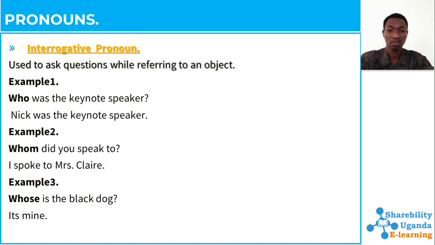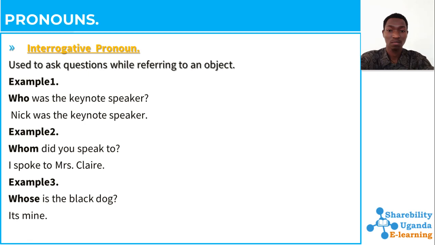And the second example, whom did you speak to? I spoke to Mrs. Claire. In that example, Mrs. Claire is the object that the subject I spoke to. So it can be said that the interrogative pronoun whom is an object pronoun.